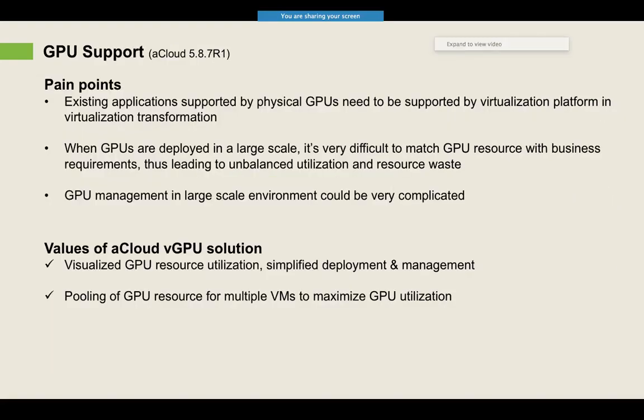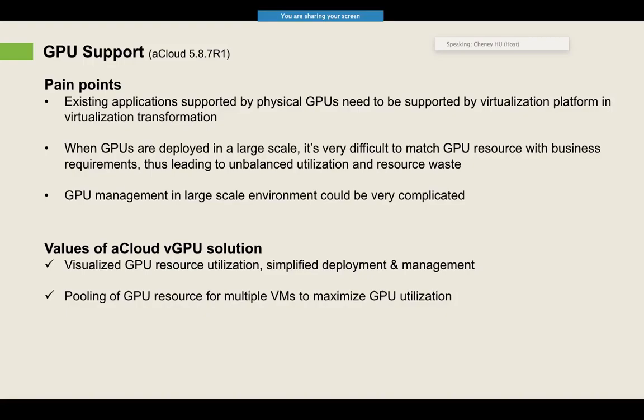So why do we need to support GPU? Because it's not only about the background we just introduced, that GPU is becoming more and more important in modern applications. But also, managing a large amount of GPUs in the data center can be a very big pain point, a very big headache for customers.